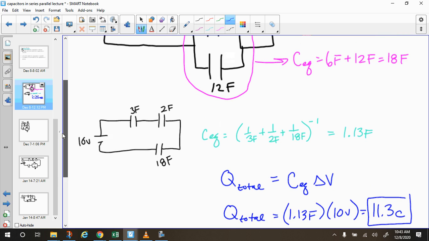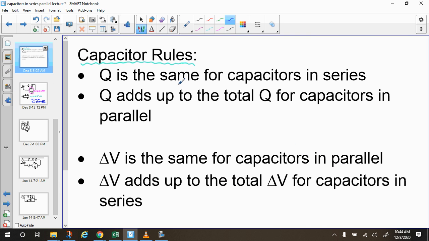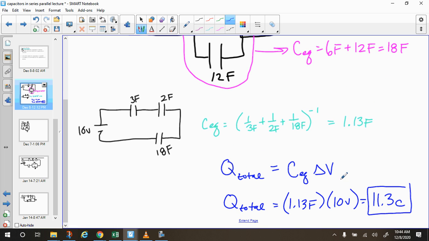Now is when we start moving backwards. So we know that these 3 capacitors are in series. So since they are in series, if we go back to our rules, we can see that charge is the same for capacitors in series. So if this whole circuit separates 11.3 coulombs of charge, then we know that we have 11.3 coulombs of charge for each of these.